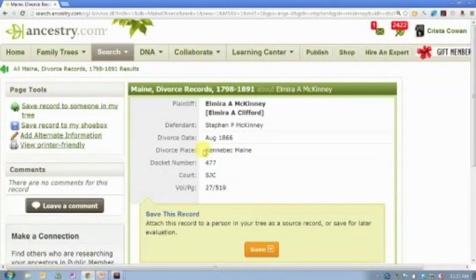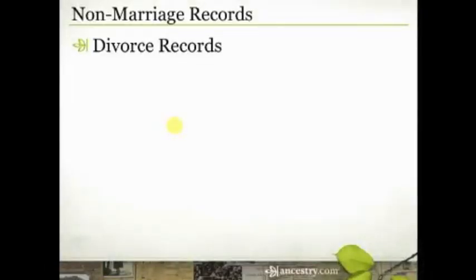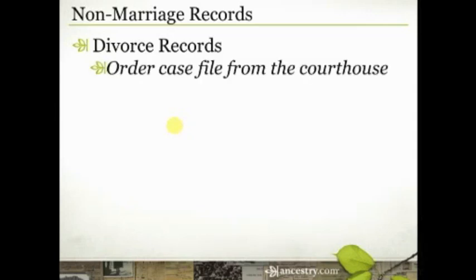So all of that is going to be information that will lead you either to a marriage record or give you sufficient evidence that a marriage occurred, and when and where. So divorce records are a sad event, but a huge set of records for us to prove that a marriage occurred.